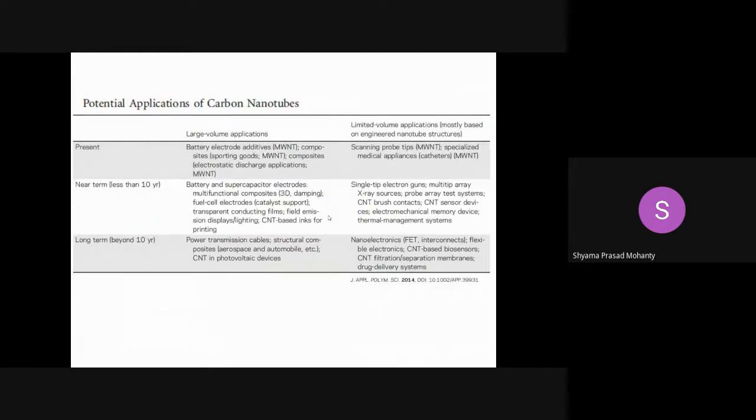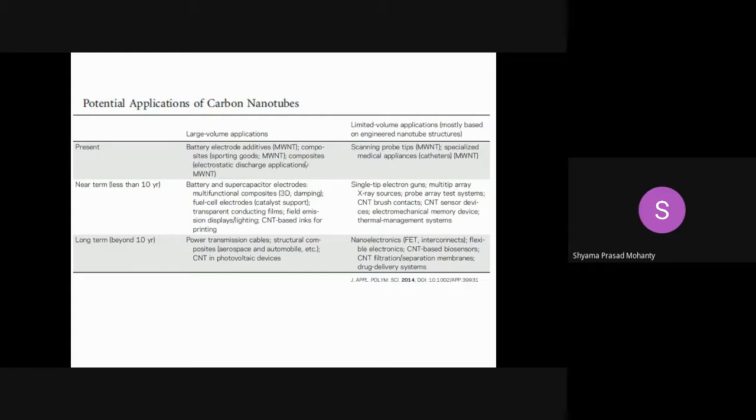So what are the potential applications of carbon nanotubes? This has been reported in one literature, from where I have taken it, and it's more or less true. At present, for large volume applications, you find these in battery electrodes and in forming some composites. Mostly these composites are with multi-walled carbon nanotubes, and they are used for several sporting goods.